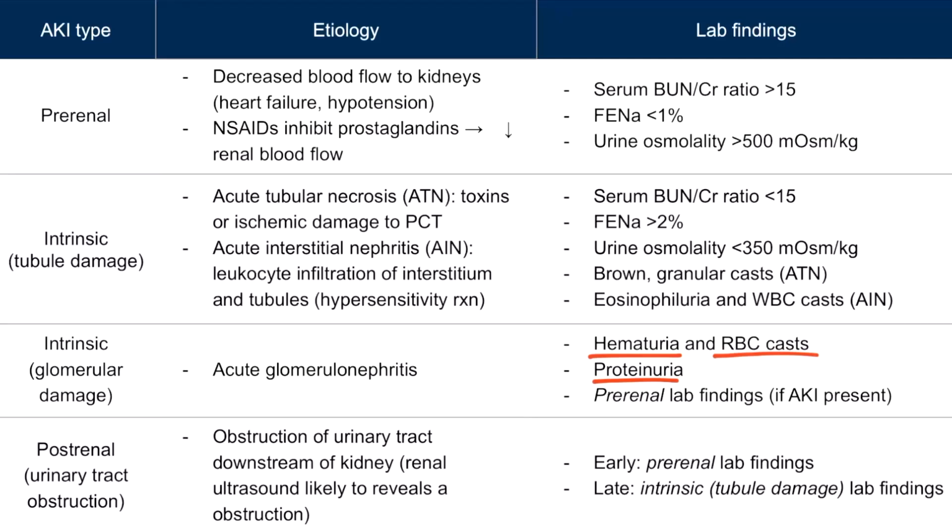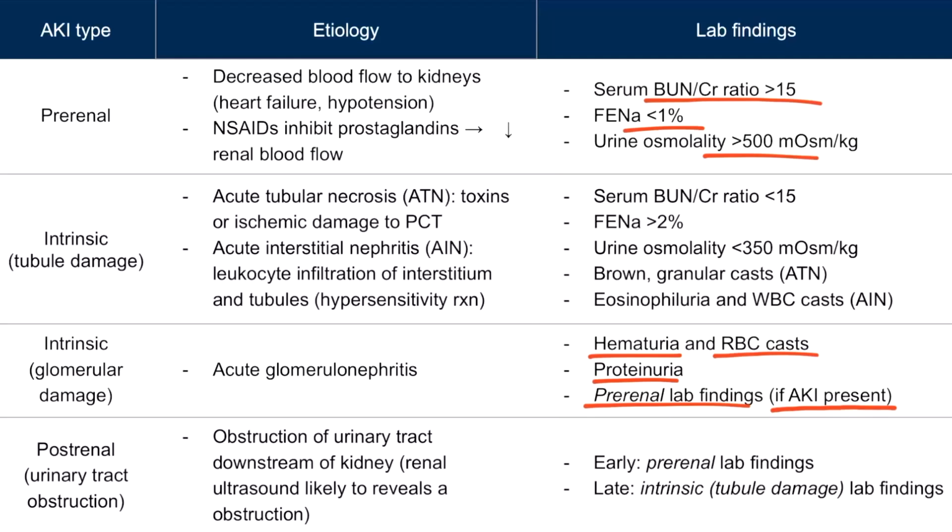Well, the tubules are working, right? It's only the glomerulus that's having problems. So you would expect urinalysis to produce findings similar to prerenal azotemia. So a BUN to creatinine ratio greater than 15, a fractional excretion of sodium less than 1%, and a urine osmolality greater than 500.